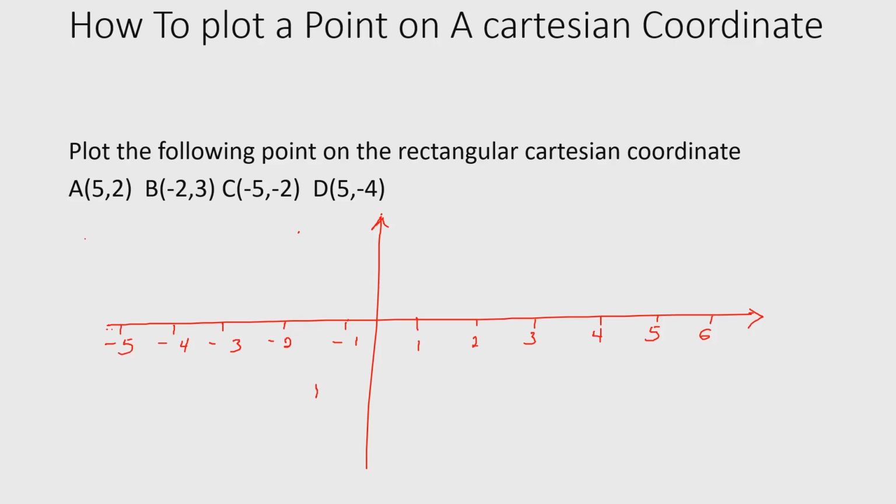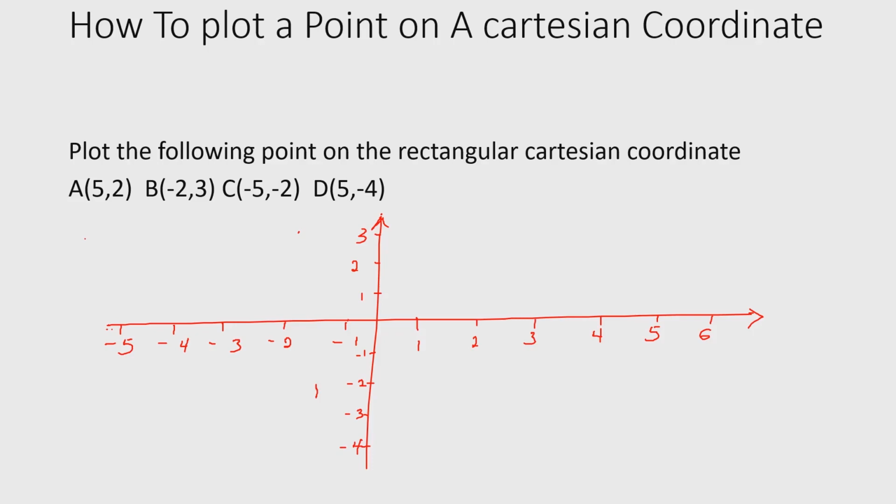Now for my y axis I can say that this is 1, this is 2, and this is 3. Then for the negative y axis, this is minus 1, minus 2, minus 3, and minus 4. Okay, so now let's locate points A, B, C, D on this coordinate.